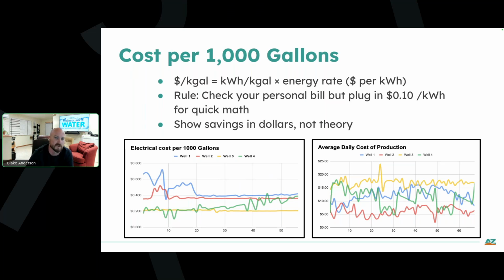But you can see on the graphs below how this can get broken down. And so on the left-hand side, you see that same kilowatt hour per thousand with the electrical cost added. And you're going to notice some changes over time. On well one, the blue line, you see this big spike, and then you see this big drop, and then it kicks back up, and then it kind of maintains flat. That was a well replacement that was going on. Same thing with well two. You see this big spike and big drop.